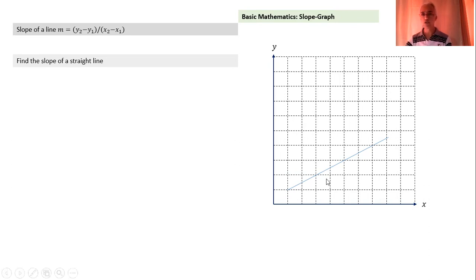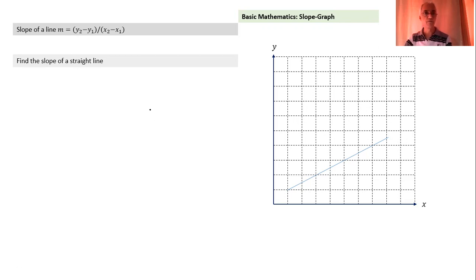Suppose we are given the task to find the slope of the straight line. Can we find the slope? Can we apply this formula here? First let's learn how to apply this simple formula without any error, with clarity, and also understand what it means.